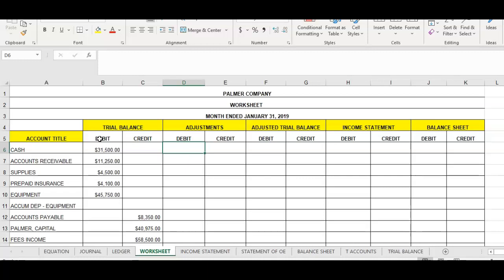Adjustments are changes made at the end of the accounting period for unrecorded business transactions, meaning that there are certain types of transactions we do not record until the end of the accounting period. And we're going to look at some of those different types of adjustments.